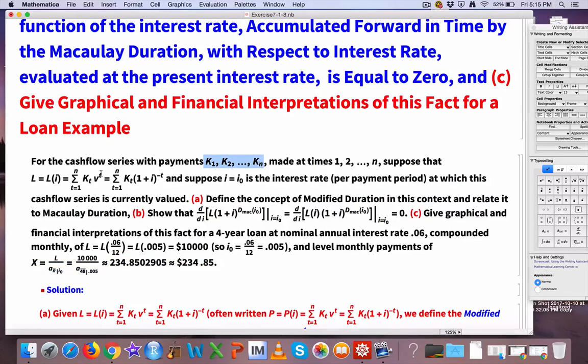And we also want to think about what the present value of that cash flow would be at different interest rates. Let I be a variable, though I sub 0 is fixed. That's the 0.005. Part B is the thing that you actually see in Broverman's book. And in Broverman's book, he writes it as "show this derivative equals 0," which is confusing because it makes you think that L is a constant. But no, L is a function of I.